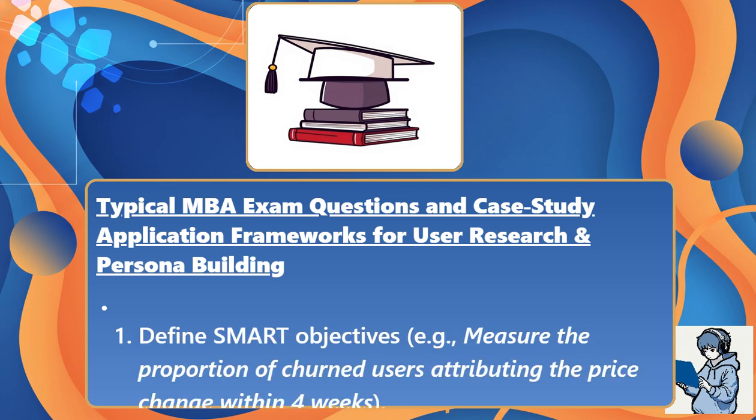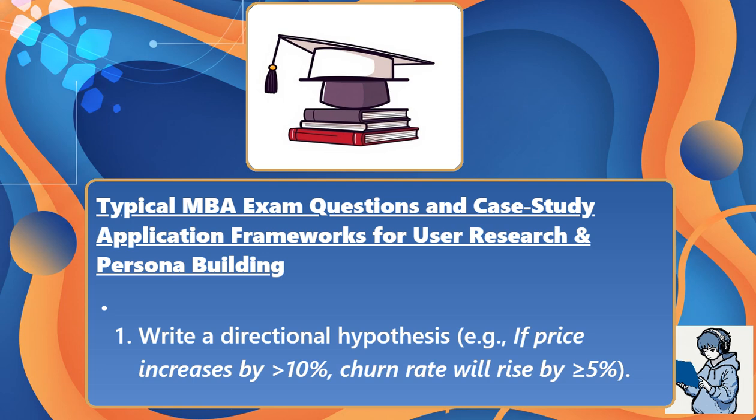Number 2, define SMART objectives. For example, measure the proportion of churned users attributing the price change within 4 weeks. Number 3, write a directional hypothesis. For example, if price increases by greater than 10%, churn rate will rise by greater than or equal to 5%.